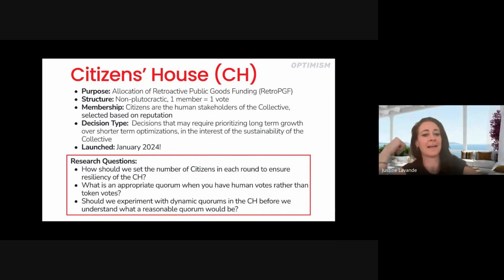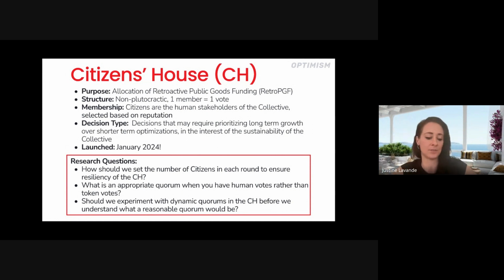Basically the second DAO that we have is the Citizens House, and this just launched in January. This is a one member, one vote model, and their primary responsibility is allocating retroactive grants. The citizens represent the human stakeholders of the collective. There's around 145 citizens right now, it's not exact, versus tens of thousands of delegates and voters in the token house. They have to date been selected based on reputation.